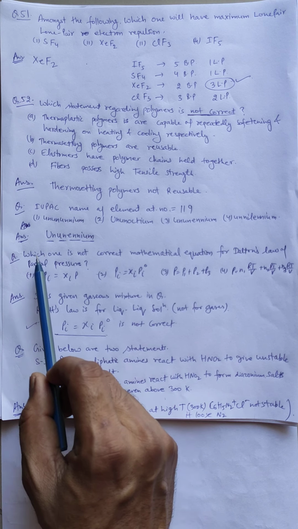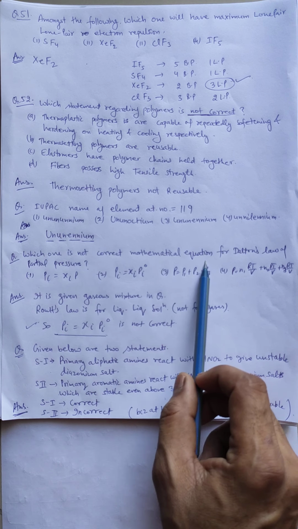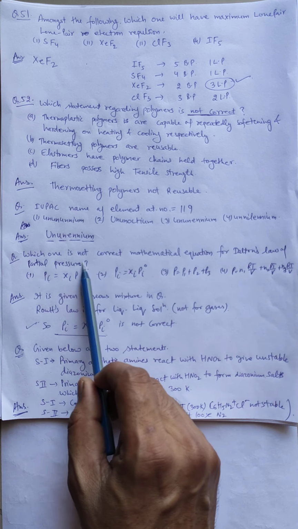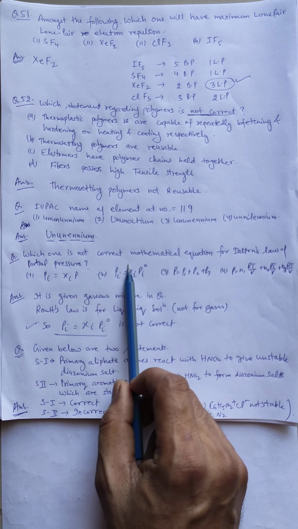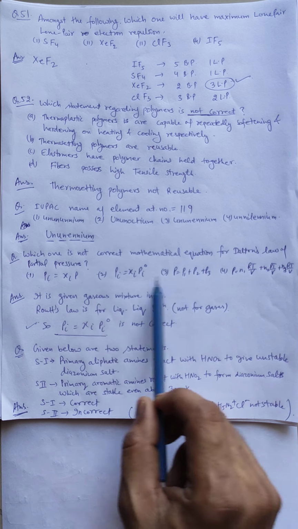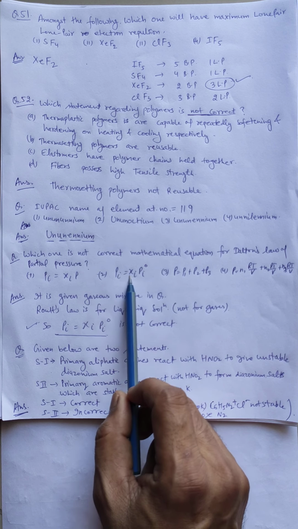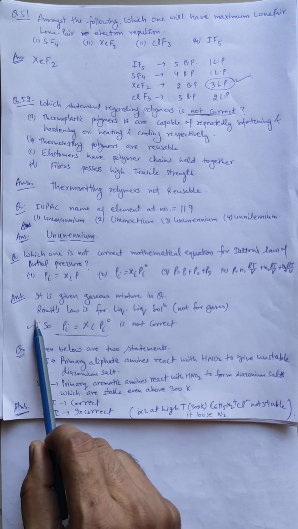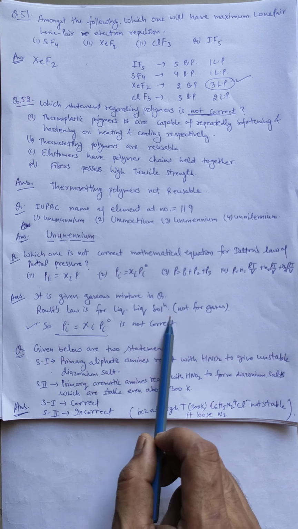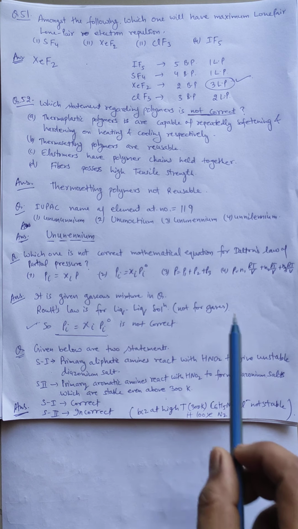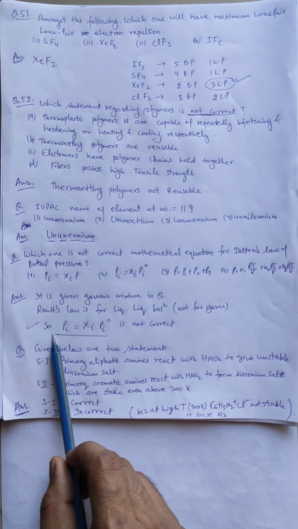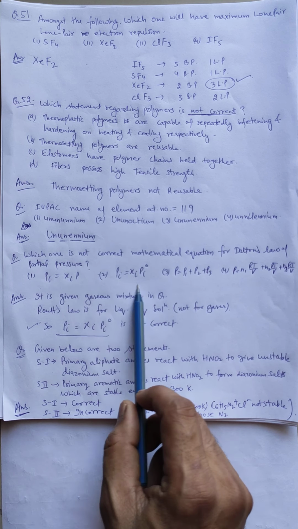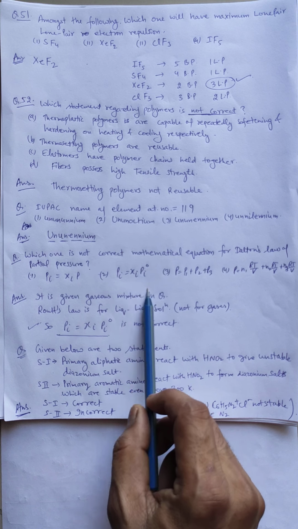Now the next is, which one is not the correct mathematical equation for Dalton's law of partial pressure? Dalton's law of partial pressure is for gases. In the options, the second option, Pi is equal to Xi Pi naught, is Raoult's law. Raoult's law is given for liquid solutions, not for gaseous solutions. So it is incorrect. We have to find out the not correct one, so the second one is the answer, Pi is equal to Xi Pi naught.